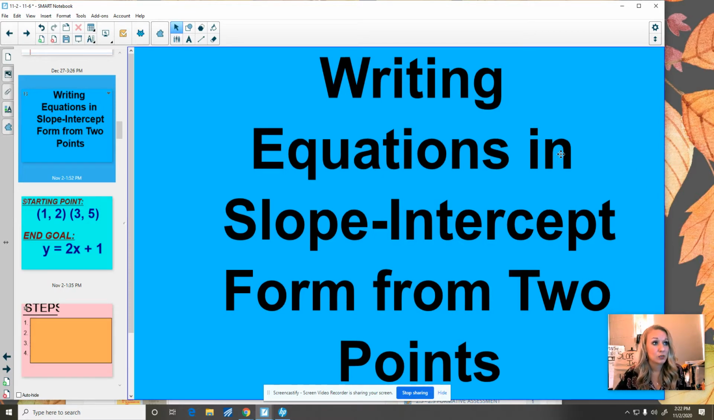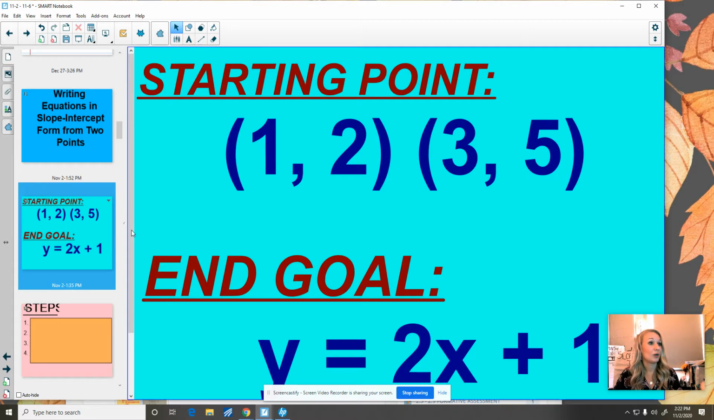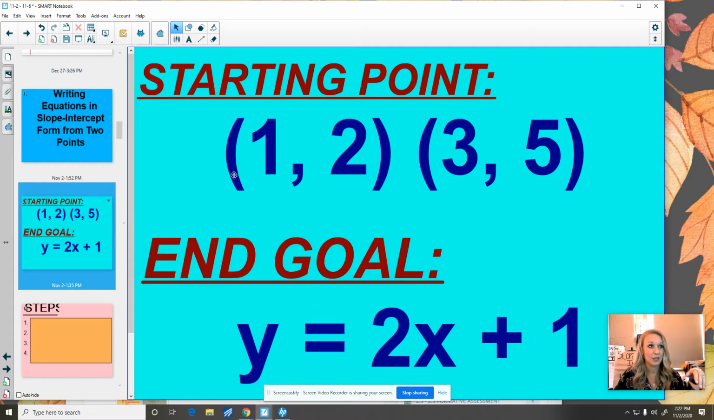So today in class, we learned how to write equations in slope-intercept form from two coordinate pairs. We know how to write these equations given a graph. Today, I'm going to review with you how to do so only using two coordinate pairs. So essentially, here's what we looked at today. We were given two coordinate pairs to start. That was your starting point. Your end goal was an equation in slope-intercept form. And we know that within that slope-intercept form, this is your m value and this is your b value.